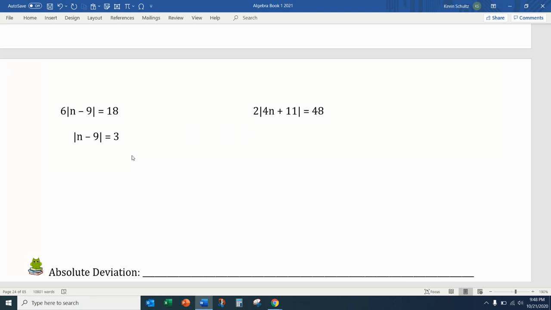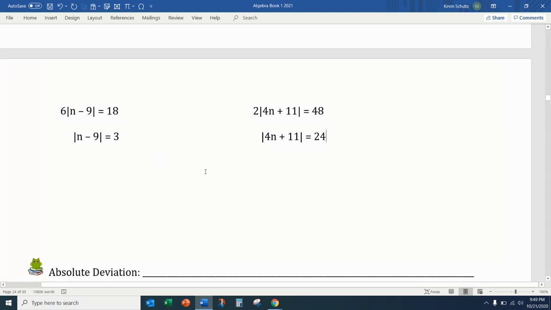Next one, same situation here. I've got 2 times the absolute value of 4n plus 11. That 2 is a problem because I have to get the bars by themselves. So I'm going to divide by 2 to get the absolute value of 4n plus 11 equals 24, because 48 divided by 2 equals 24. I highly recommend that on your help sheet, you write, do not distribute into absolute value bars. It's a very common mistake that is made, and you just can't do it. 2 is not part of that distance. But now we have the distance of 4n plus 11 equals 24, so we can break it up into our two equations like we did in the previous examples.